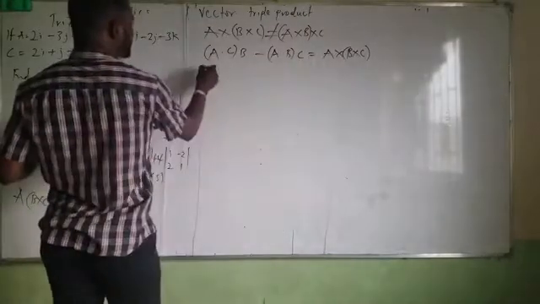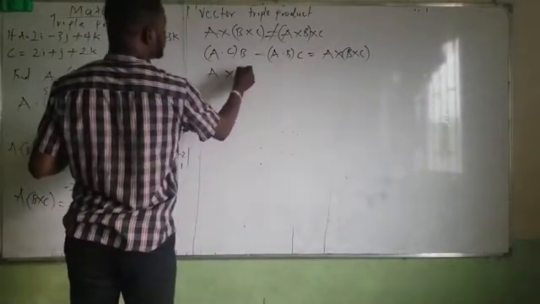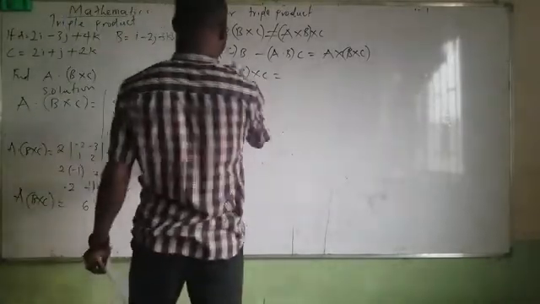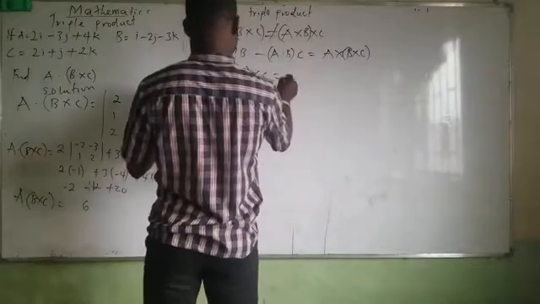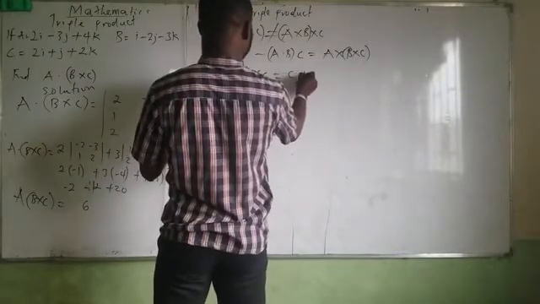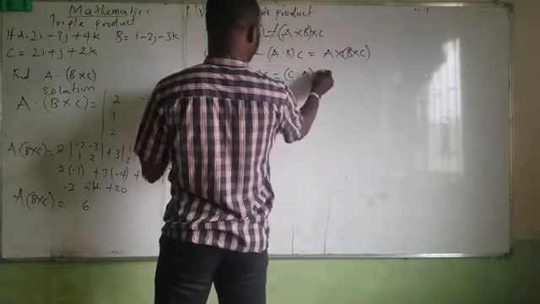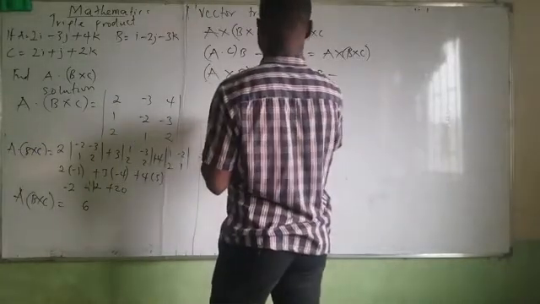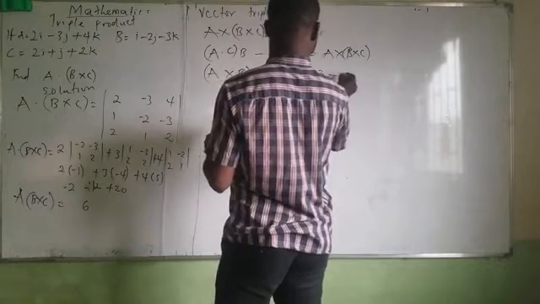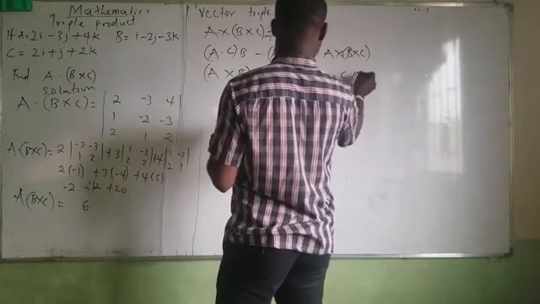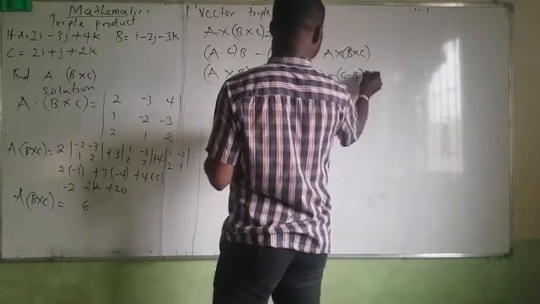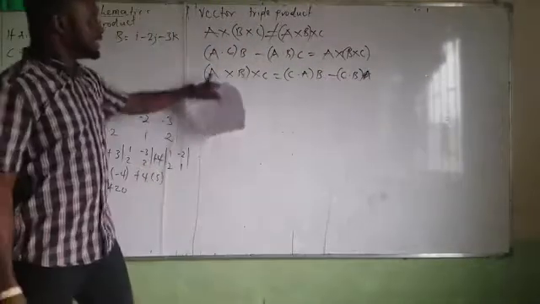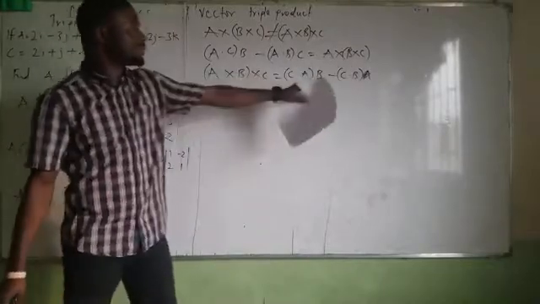And also, I can say (A cross B) cross C can also be written as C dot A, bracket of B, minus C dot B, bracket of A. Now, take note of this. This can be presented this way.